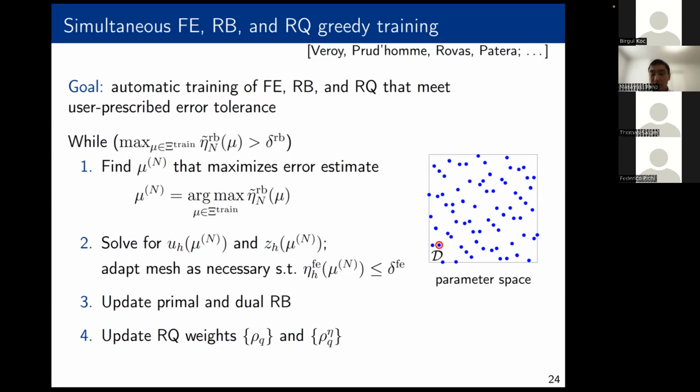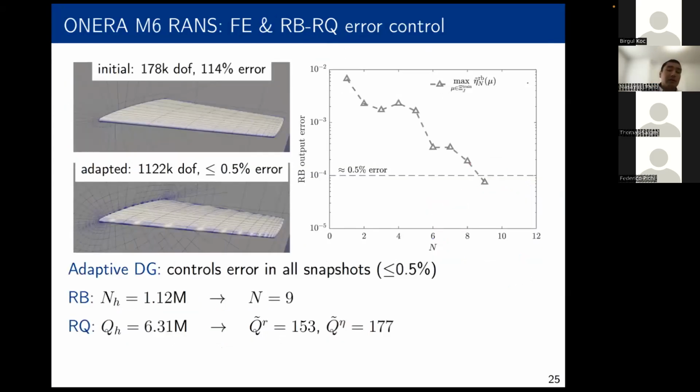So we look for the next point where the error is maximized, update the ROM, find the next point, update the ROM, and so on, until the user-prescribed error tolerance is met for all of the blue points. And the idea is that as long as you select a sufficiently rich set of blue points, it's going to cover the entire parameter domain. Let's take a look at how this method works.